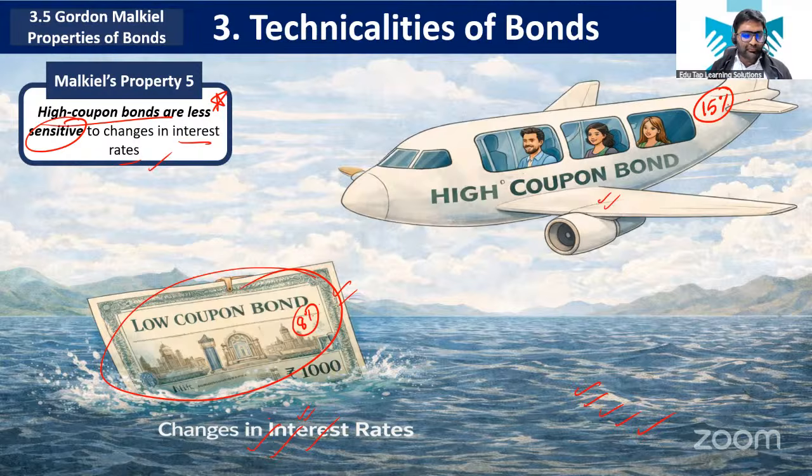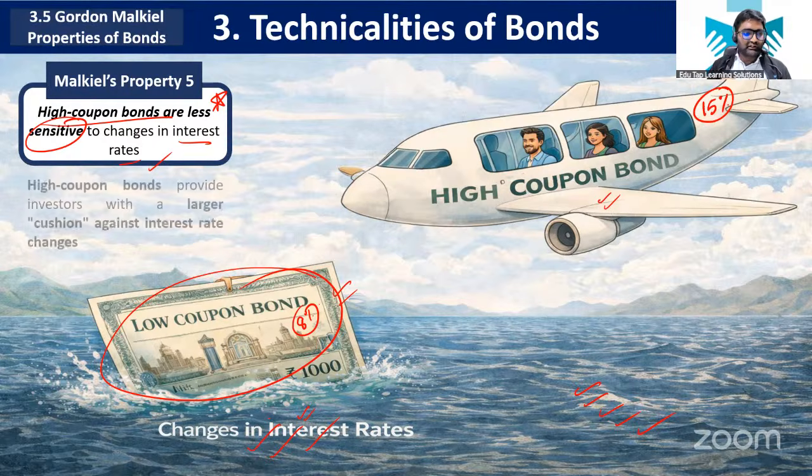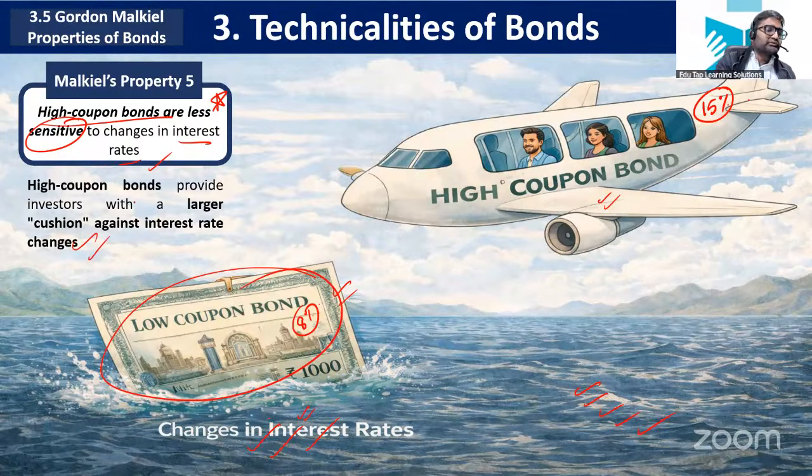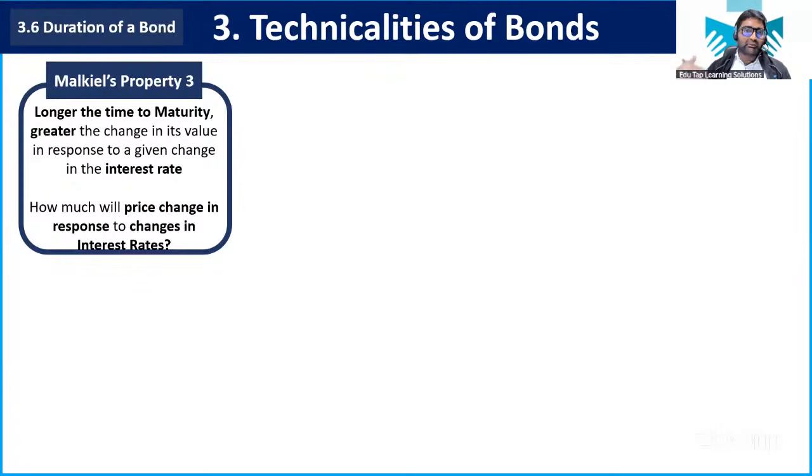Clear? All the 5 properties are clear. Actually, these are very deep, but we have tried to understand them in a very easy manner. So high coupon bonds actually have a cushion against interest rate changes. They do not have to make any changes in the bond price because obviously they are above the league. Right, now coming to another topic which is called duration of a bond.